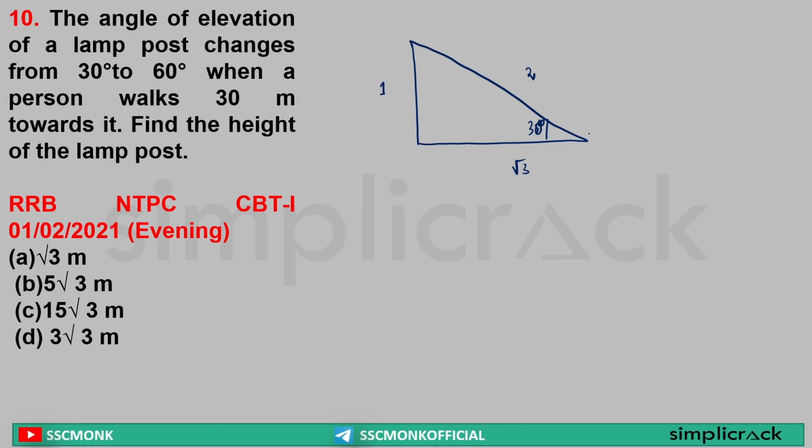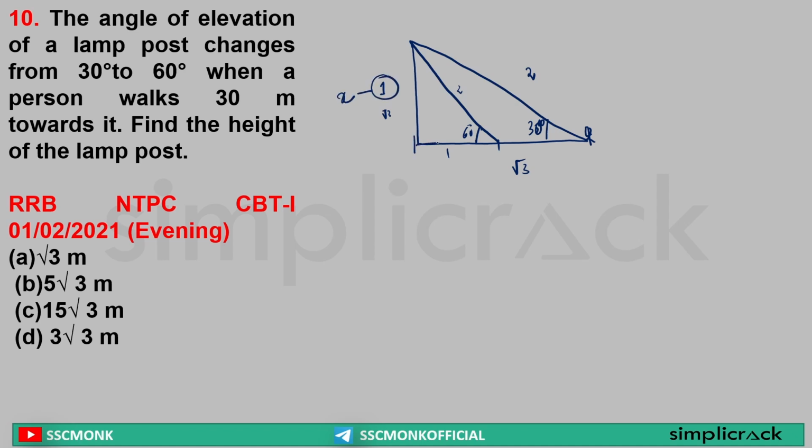This is 2. Now the person is walking. Now he has reached here. And this angle of elevation is now 60 degree. Yes or no? Yes, sir. That means what? Sir, it is saying if this reaches 60 degree, this will be my root 3, this will be my 1, this will be my 2. Clear?